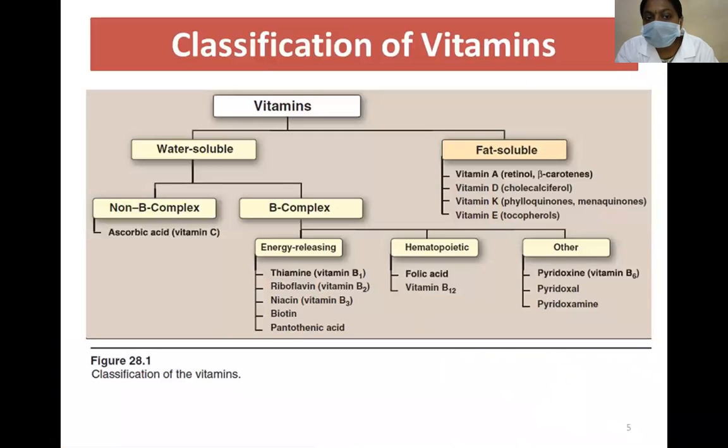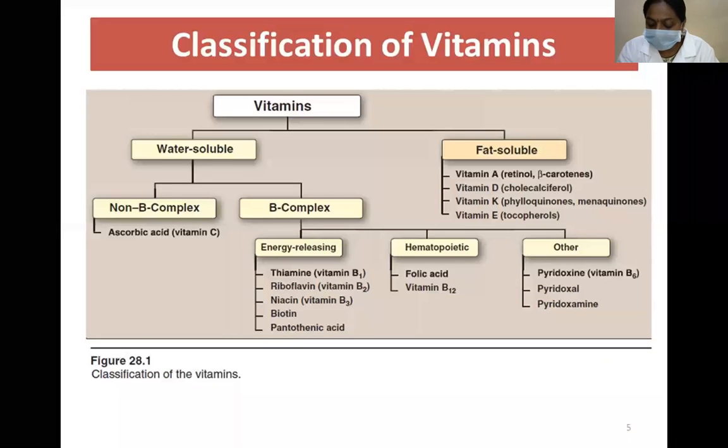Classification of vitamins. Vitamins are classified into two types, water soluble and fat soluble. Today's class is on the B complex vitamins involved in hematopoiesis. The first vitamin is folic acid and the next is vitamin B12, which we'll be discussing next class.